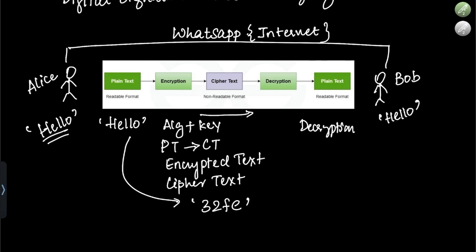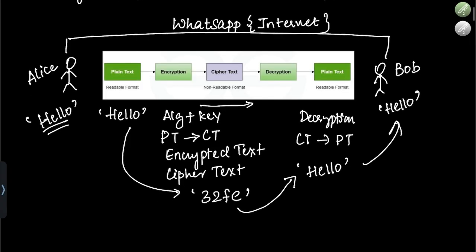Decryption is the process of converting ciphertext back to plain text using a key. Key is a secret value which is used in these algorithms for the encryption and decryption process. So from ciphertext, we'll be converting it back to plain text. So from this, we'll get back the plain text, that is hello, and that will be read by Bob. So this is how the proper cryptography happens in data transmission. Okay, so this was about a basic example.